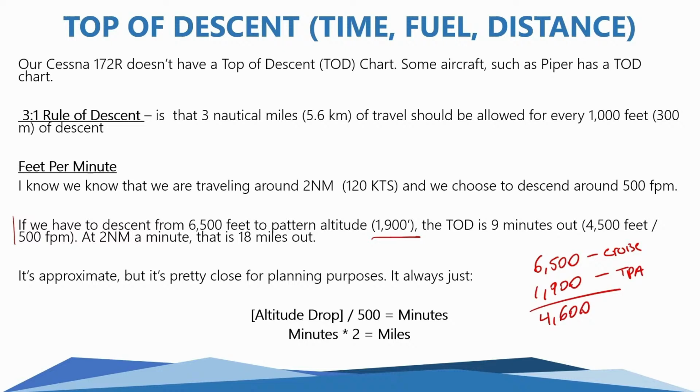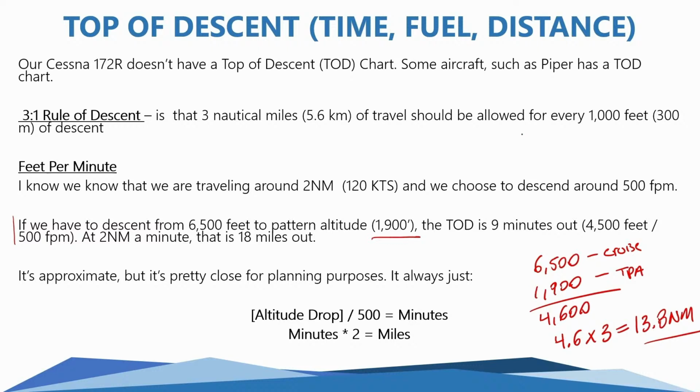Using the 3-to-1 rule, all you do is take the altitude. In this case, we take 4,600 and we just take 4.6 and multiply it by 3. We drop the 2 zeros there. So 4.6 multiplied by 3 is about 13.8 nautical miles that we would start a descent based upon the 3-to-1 rule. Like I said, in the airlines, we do it all the time.